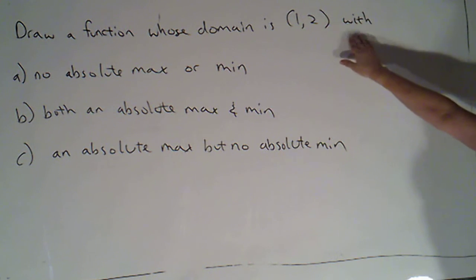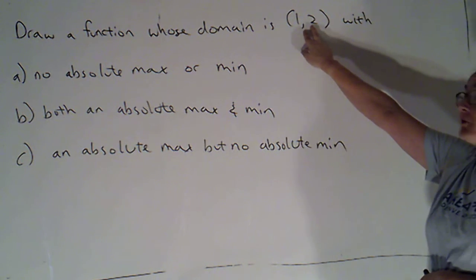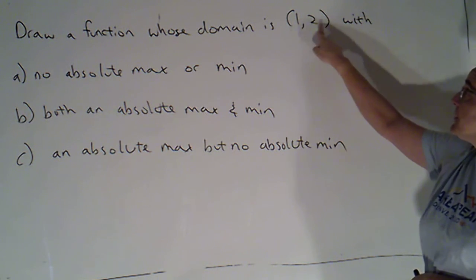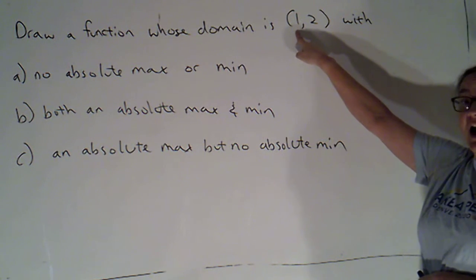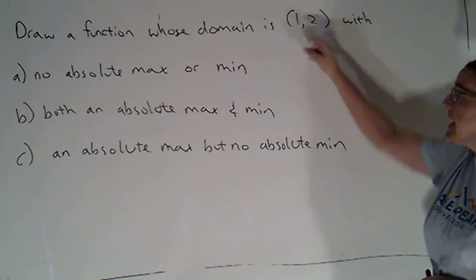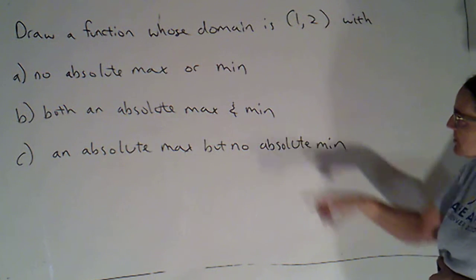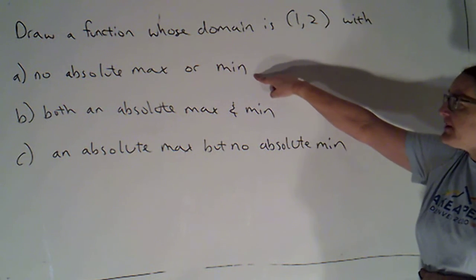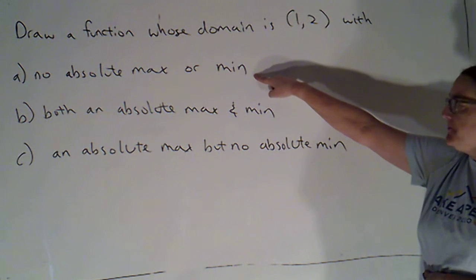I want you to draw a function whose domain is just the open interval from 1 to 2. Remember, these parentheses mean that 1 and 2 are not included in the domain. Okay? And I want you to draw me one function with that as its domain that doesn't have an absolute max or an absolute min.